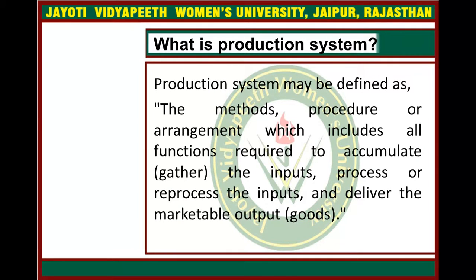Now come to what is production system basically. This production system may be defined as the methods, procedure or arrangement which includes the functions required to accumulate the inputs, process and reprocess the inputs and deliver the marketable outputs, that is in form of goods.